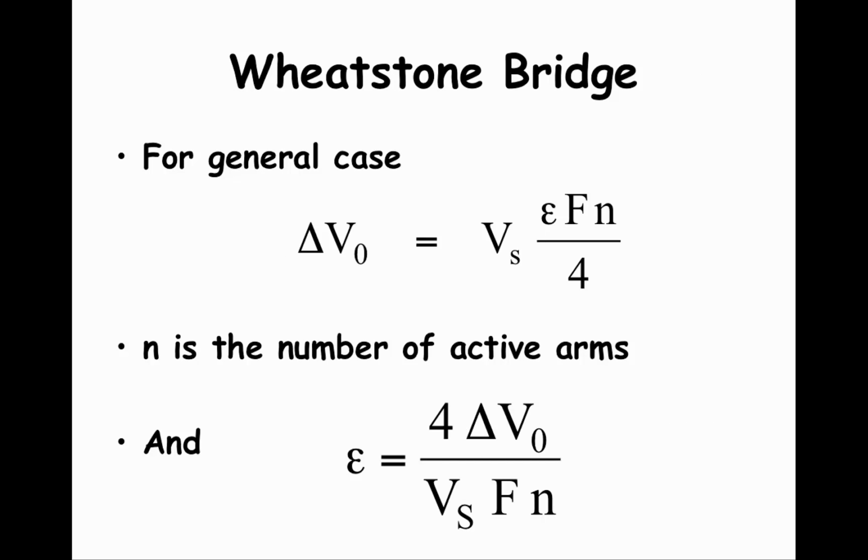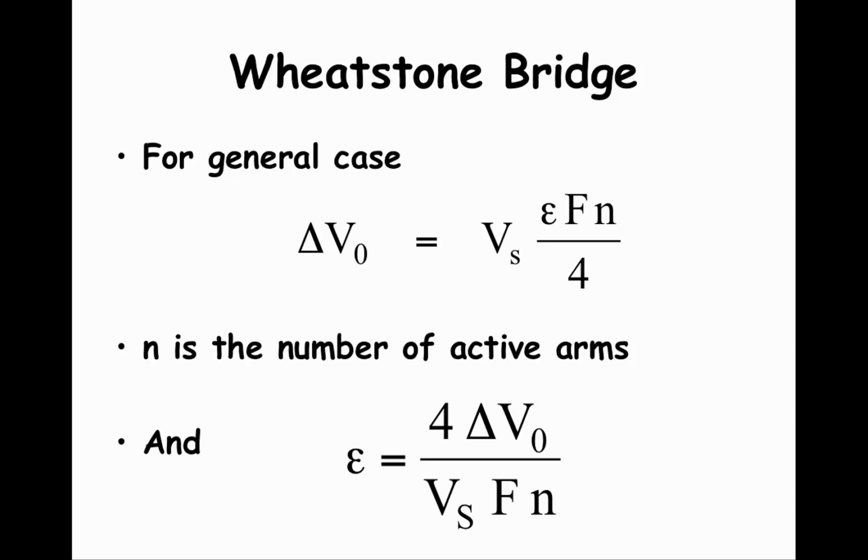These 3 expressions can be generalized. The output voltage delta V0 is approximately the product of Vs times F times epsilon times N over 4, where N is the number of active arms. When N equals 1, you get the expression for a quarter Wheatstone bridge circuit. When N equals 2, you get the expression for a half Wheatstone bridge circuit.